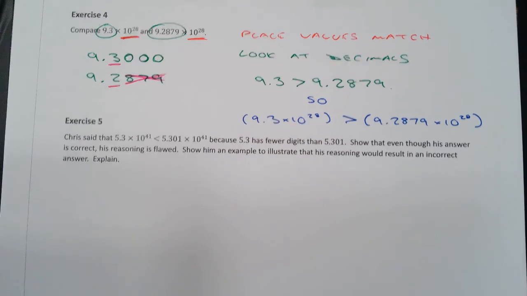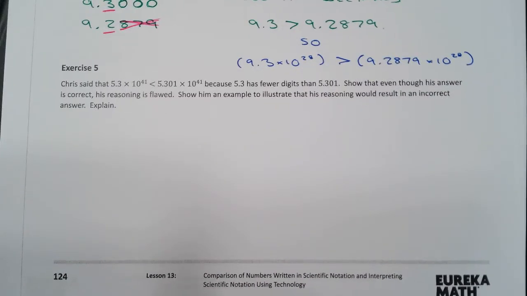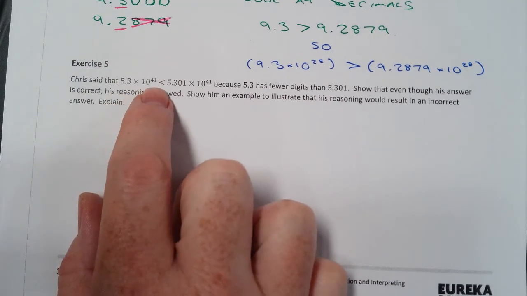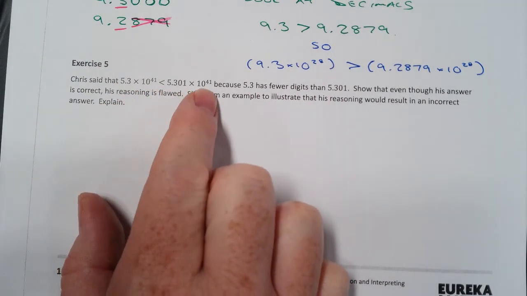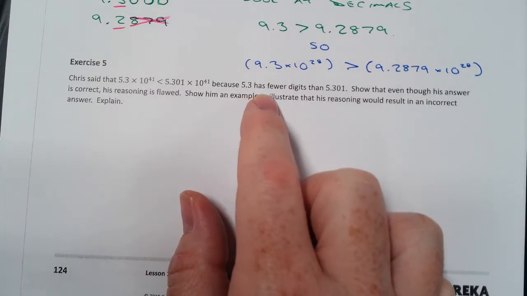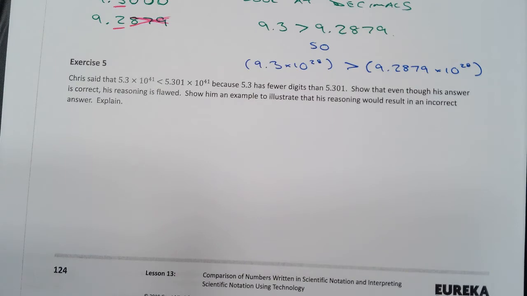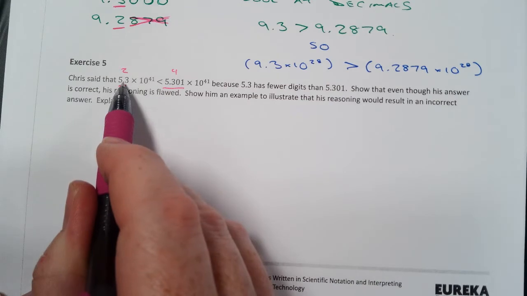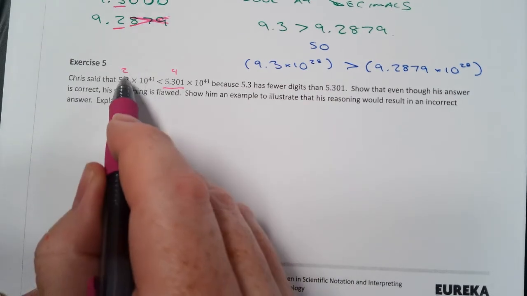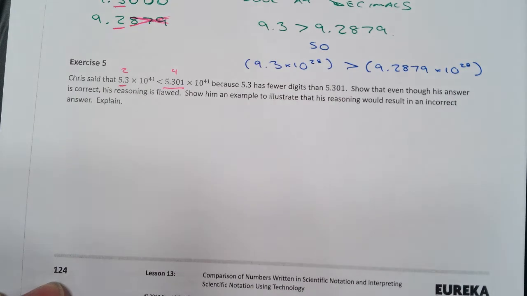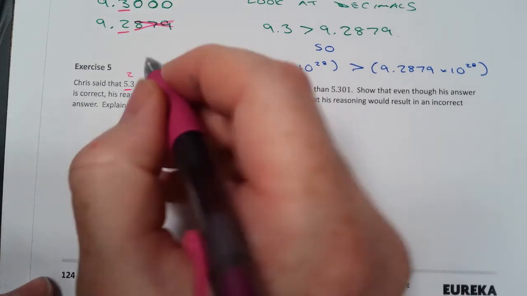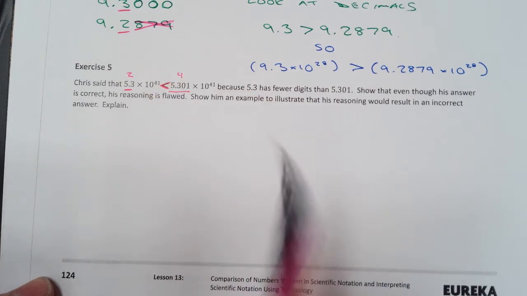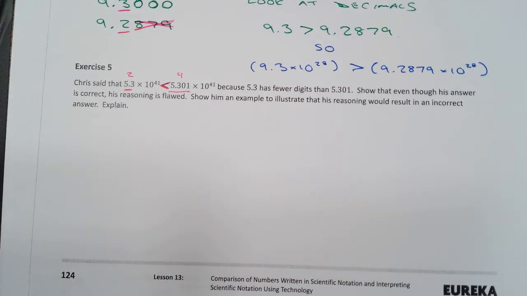Let's look at exercise 5 because Chris made the same mistake some people might have made with exercise 4. Chris said that 5.3 times 10 to the 41st is less than 5.301 times 10 to the 41st because 5.3 has fewer digits. So he said, this has 2 digits, this has 4 digits, so this one is smaller. Now, Chris's answer is correct. It is less than. But it's for a different reason than he said. He has the right answer for a completely wrong reason.